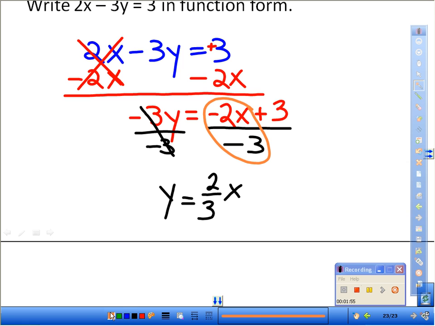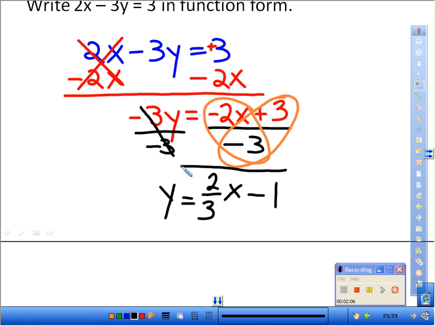The second part, positive 3 divided by negative 3. Positive divided by negative is negative. 3 divided by 3 is 1. So in function form, this equation looks like this. y equals 2/3 x minus 1. We did not change the value of the equation, we just changed what it looks like.